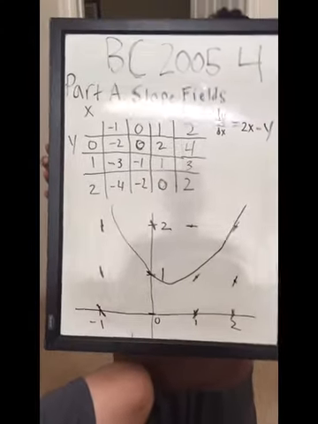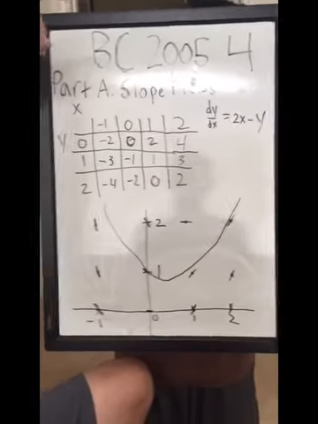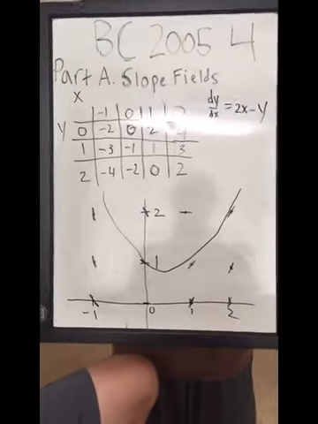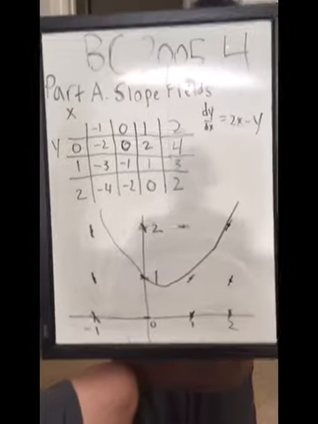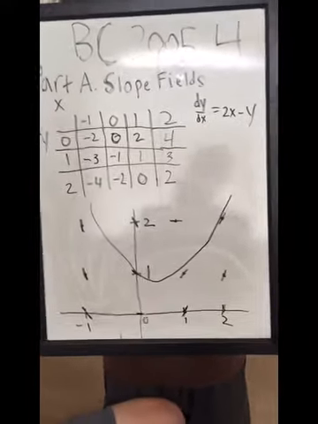Okay, so I'm Jacob Trent, and my problem was BC 2005, number 4. For part A, the question says, on the axis provided, sketch a slope field for the given differential equation at the 12 points indicated, and sketch the solution curve that passes through the point (0, 1).